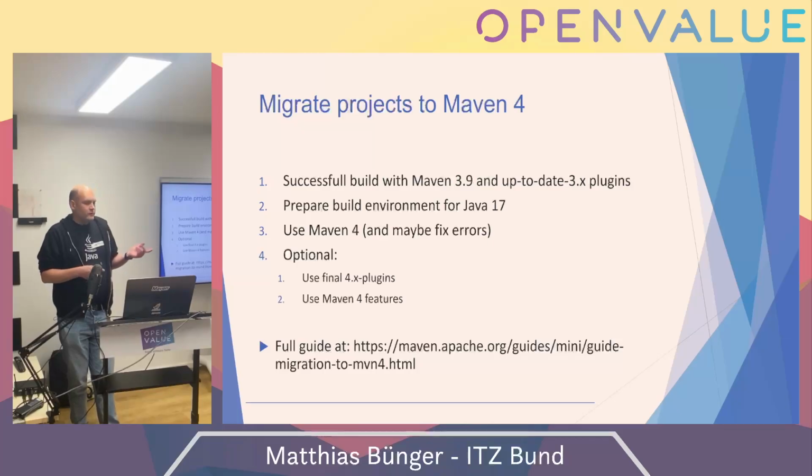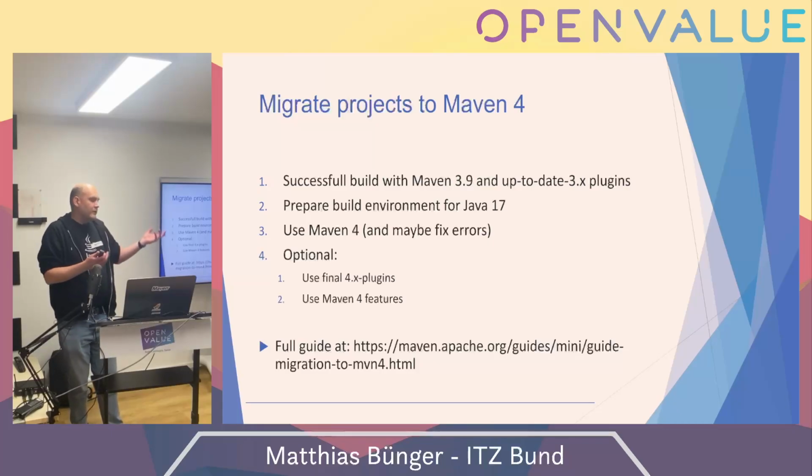Prepare your build environment for Java 17 if you have not already done this. Even Maven 3 can run on Java 17, so maybe you're already doing this. For Maven 4, it's required. Then the third step, obviously, use Maven 4 and just check if your project, which runs successfully on Maven 3.9, should run without any changes on Maven 4.